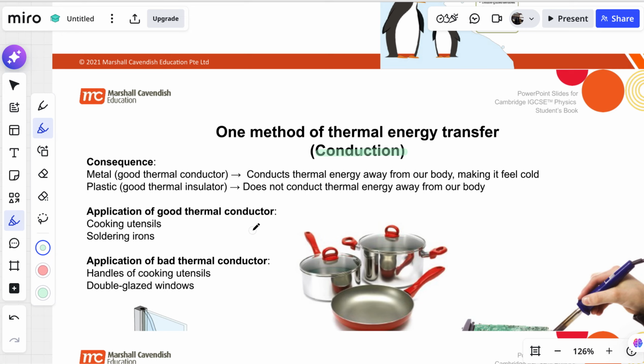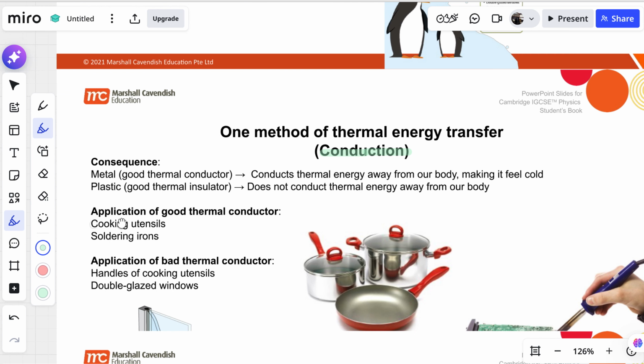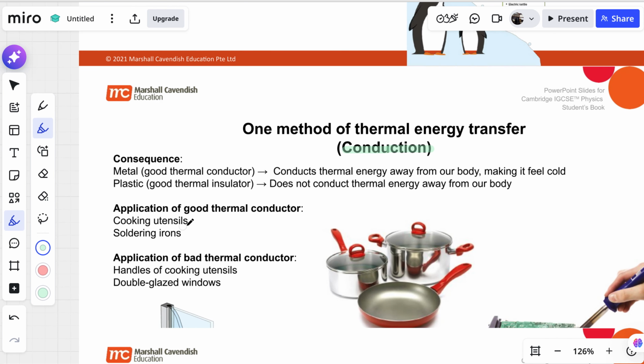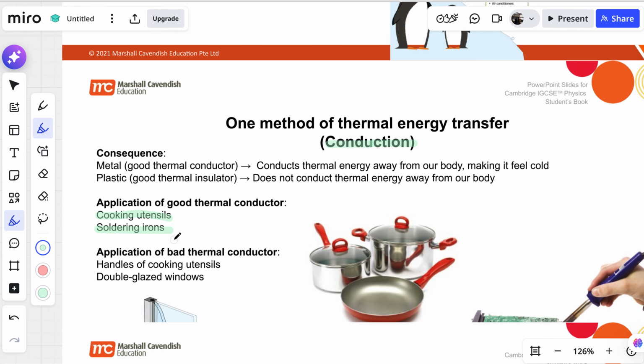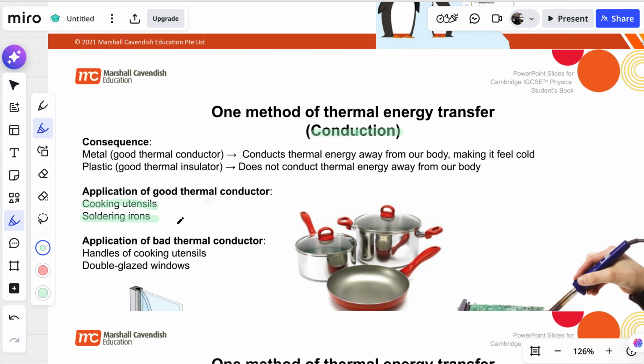As a result, an application of good thermal conductors is that we use them to make cooking utensils. We use them because they are able to conduct thermal energy. We also use them to make cooking utensils and soldering irons for electrical work, for example copper. So we use them to make cooking pots, fry pans, and so on.